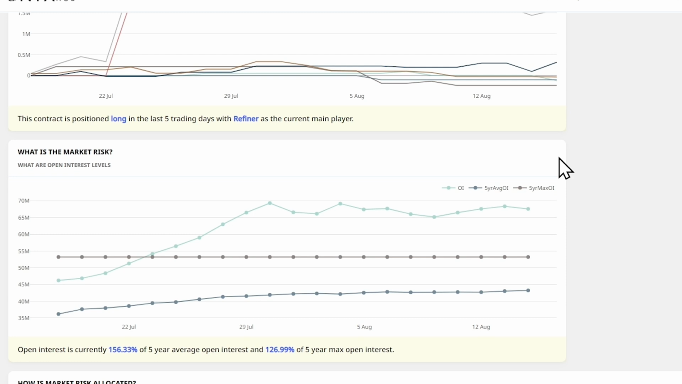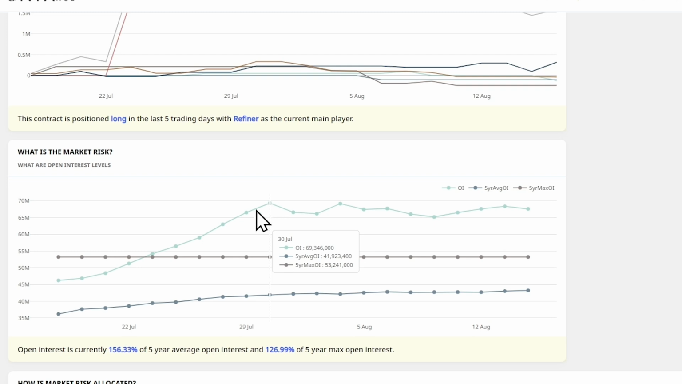Here you will be seeing 3 lines. This brown line here is the 5-year maximum. What I mean is the maximum open interest that a September contract has ever reached in the past 5 years. Whereas this navy line is the average for a September contract over the past 5 years. But the most important one, I am assuming for now, is the current open interest that we are seeing here.